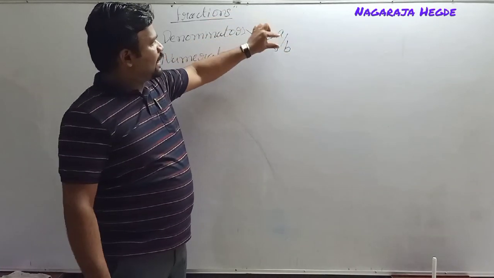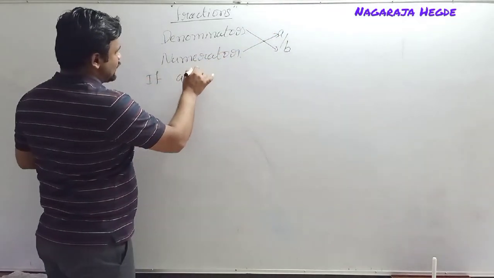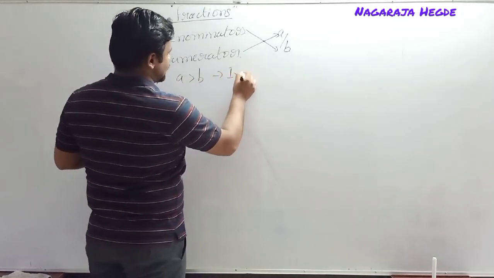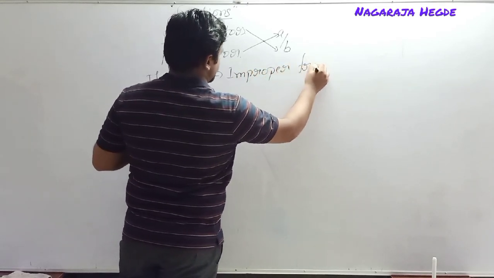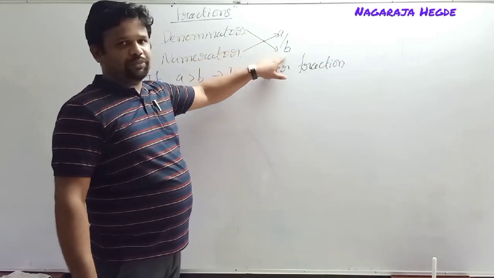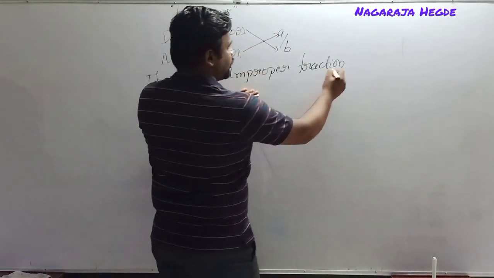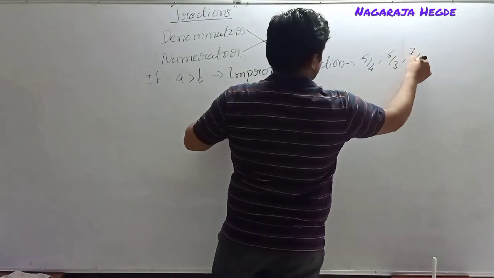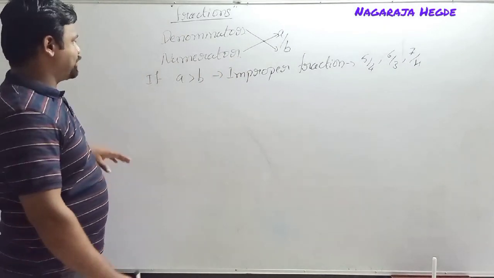In the fraction A by B, A is the numerator and B is the denominator. If A is greater than B, then that fraction is called an improper fraction. That means the numerator is greater than the denominator. For example, 5 by 4, 6 by 3, 7 by 4, and so on. That is called an improper fraction.